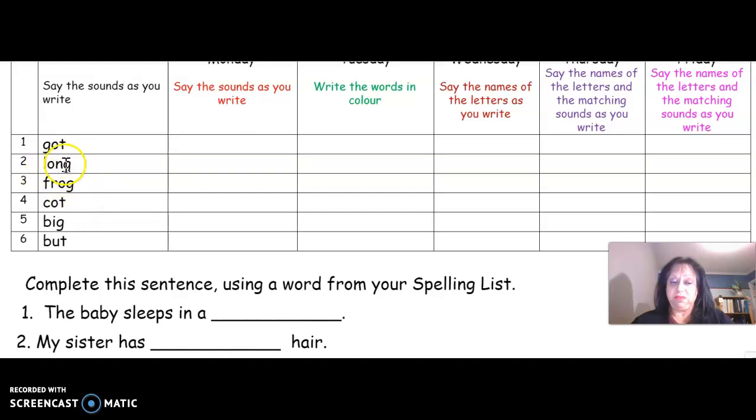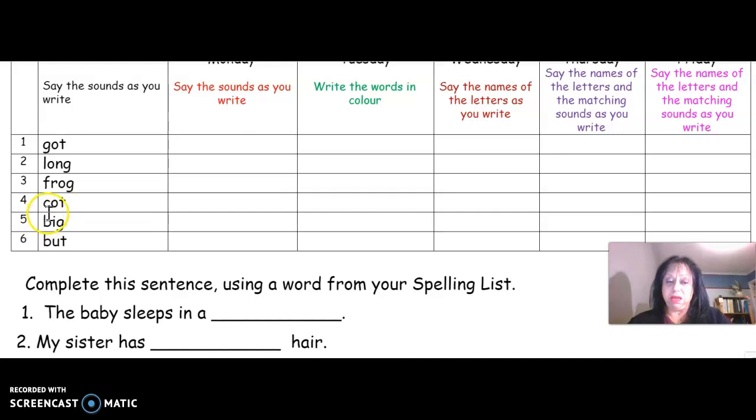So let's go to the word frog. How many phonemes or sounds can you hear? So frog, F, R, O, G, 4. Again, F, R, O, G, frog. Stretch them out, remember? Next word, cot. Ready? K, O, T. Again, K, O, T, cot.